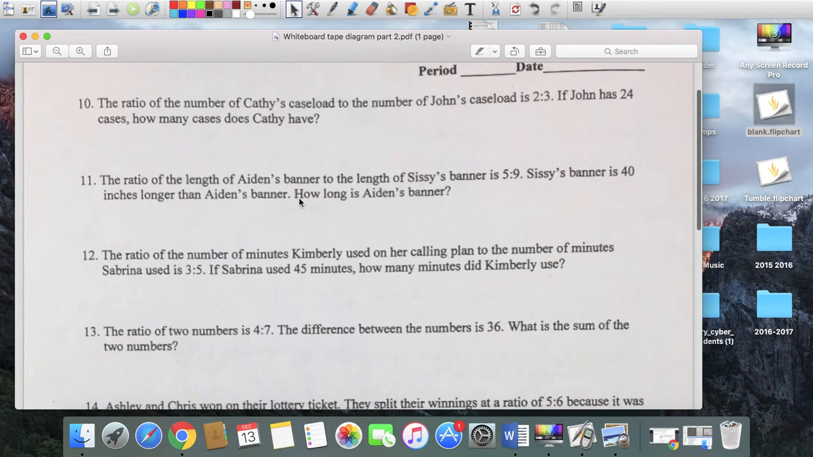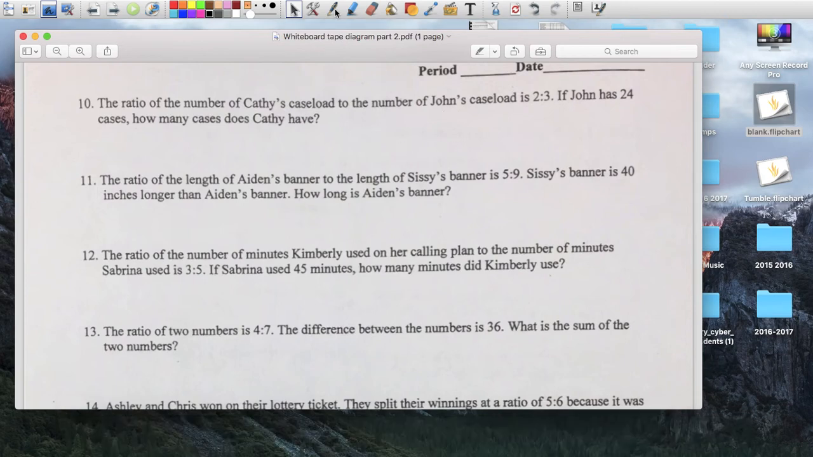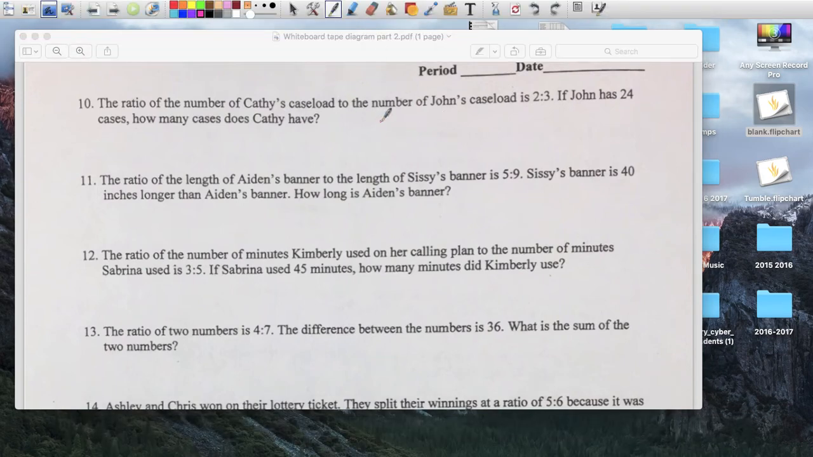The ratio of the number of cases of Kathy to John. So Kathy to John is 2 to 3. 1, 2, 3. John has 24 cases. How many cases does Kathy have?